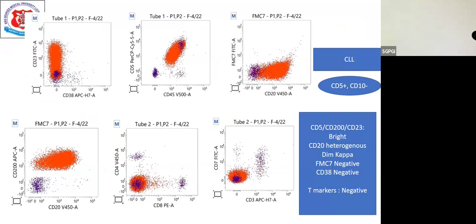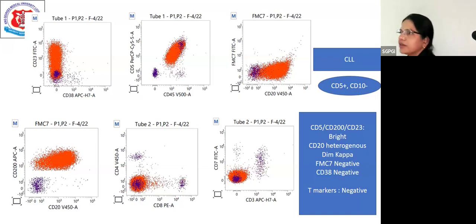What about CD23? Positive or negative? It is heterogeneous in expression. Why heterogeneous? Some cells are negative, some are intermediate, some are positive, right? What about CD38? CD38 is negative. What about CD5? Bright positive. CD45 is positive. What about CD20? It is heterogeneous in expression. FMC7 is negative. Okay. What about CD200 and CD20? CD200 is bright and CD20 was heterogeneous. CD48 is negative and CD73 is also negative.